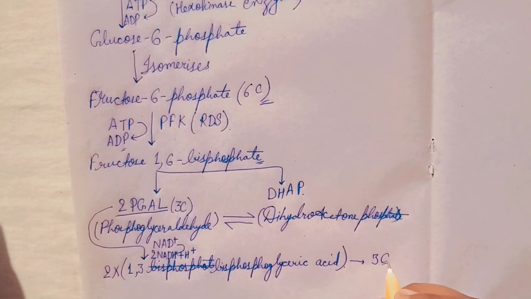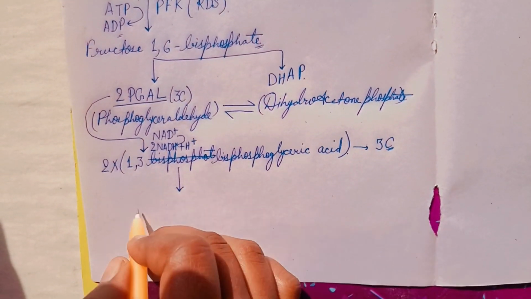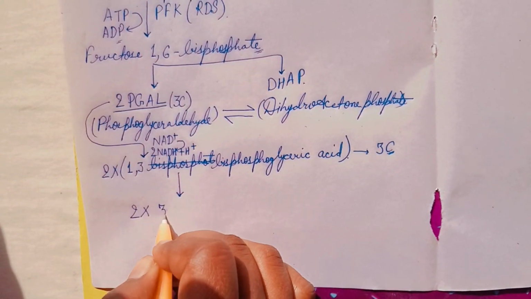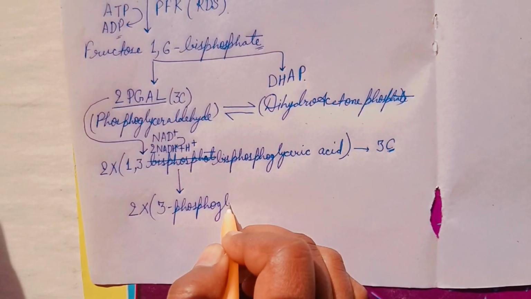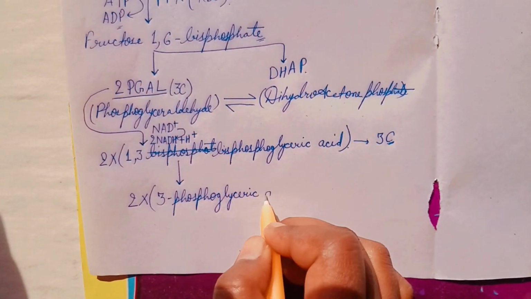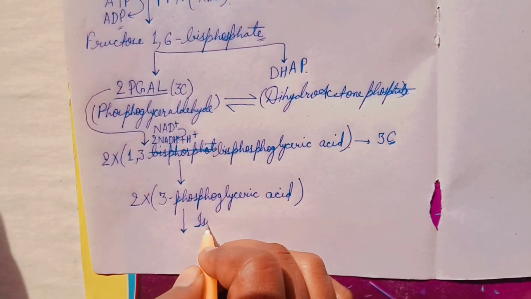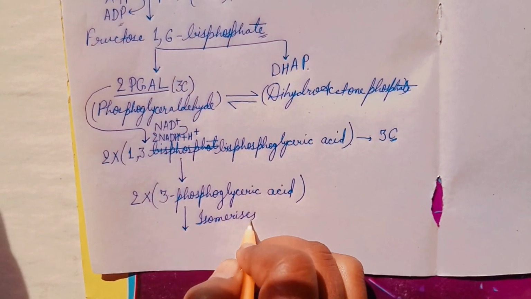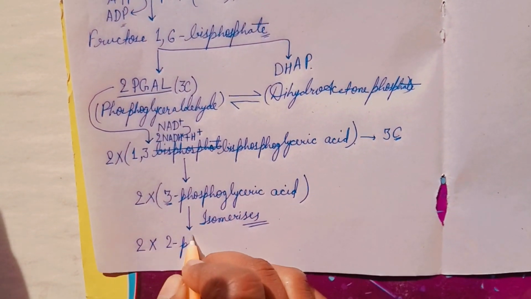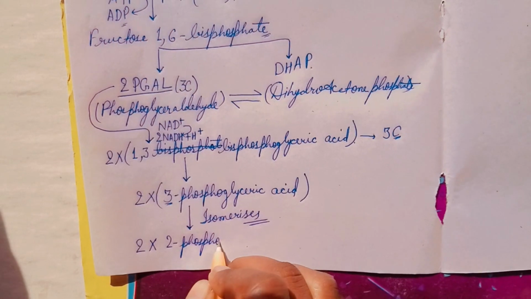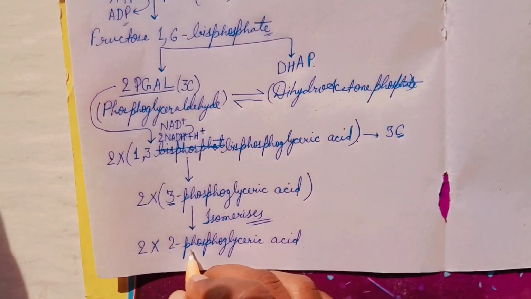Here this compound is 3 carbon, and this compound 1,3 bisphosphoglyceric acid will convert into 3 phosphoglyceric acid, which is also a 3 carbon compound. After this, 3 phosphoglyceric acid by isomerization will convert into 2 phosphoglyceric acid. The phosphoglyceric acid can also be called glycerate.